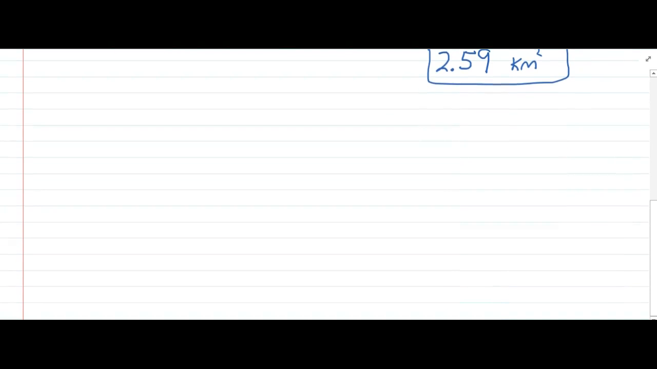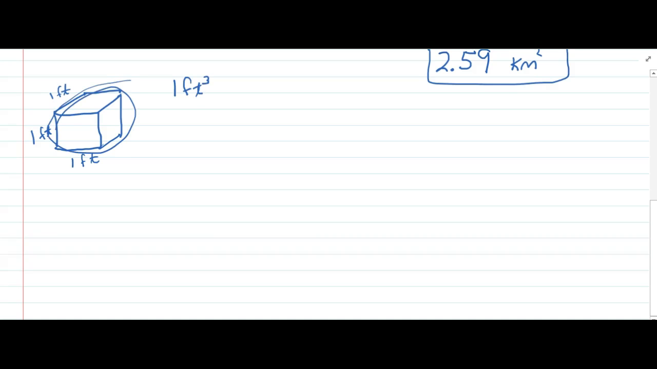For example, let's pretend we have a 1 foot by 1 foot cube. So the cube looks like this. Now this is volumetric because it's 3-dimensional. So it's 1 foot by 1 foot by 1 foot, all 3 dimensions. And I said to you, okay, this is 1 cubic foot. This whole thing is 1 cubic foot. But then I asked you, how many cubic inches is that?